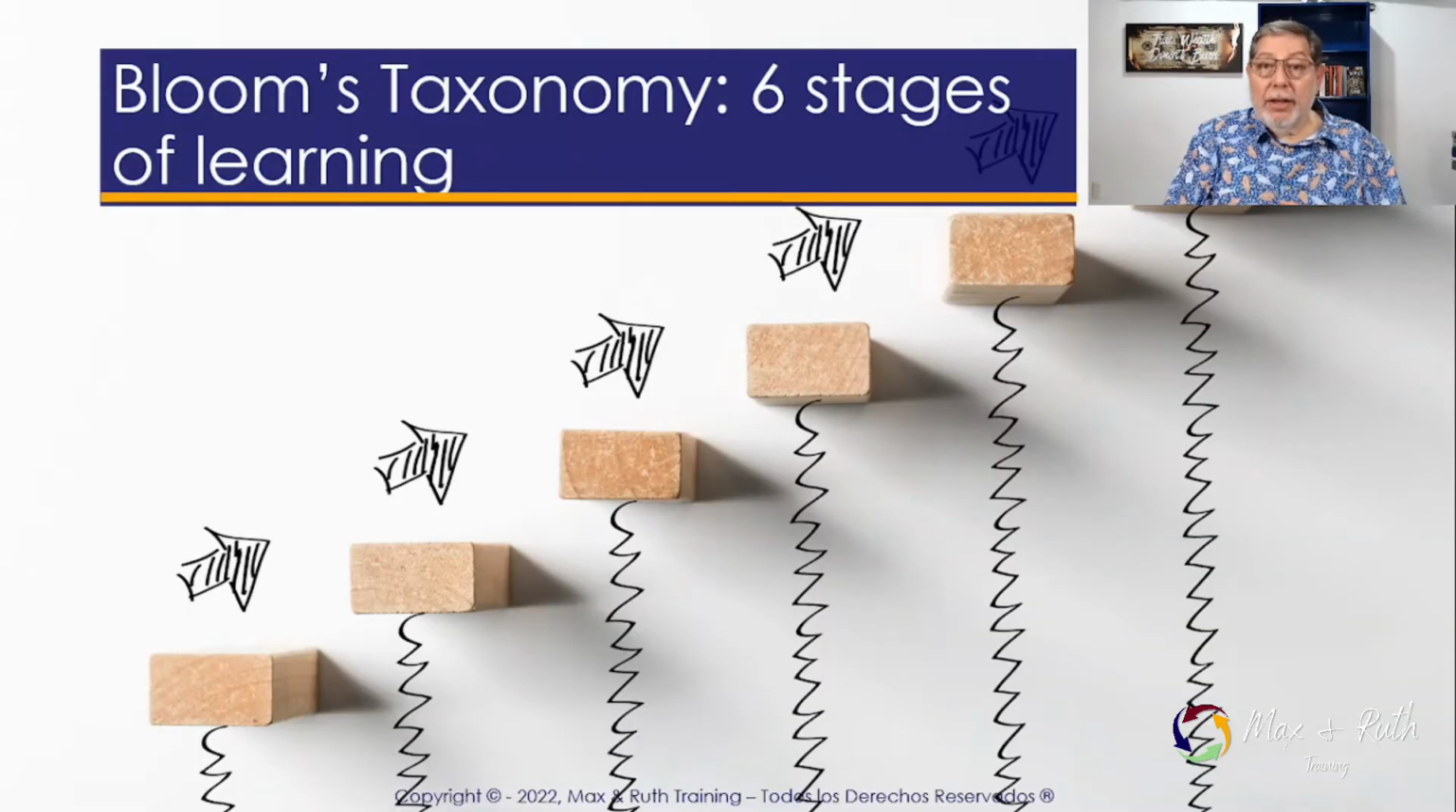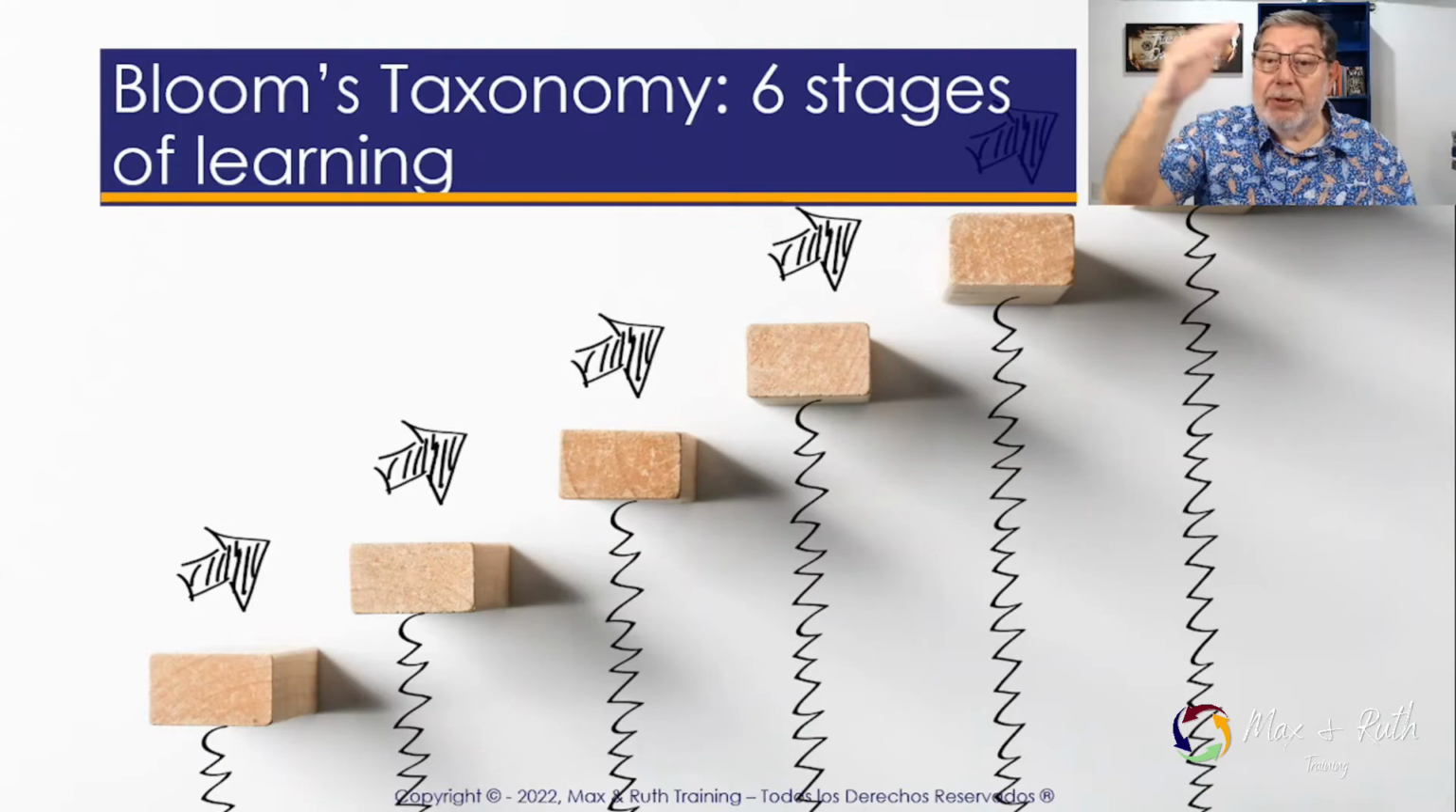The second theory that supports instructional design is Bloom's taxonomy. In this theory, Bloom states 6 stages of learning, and the ideal is that the student goes through all these 6 stages, and each one is higher than the one before.